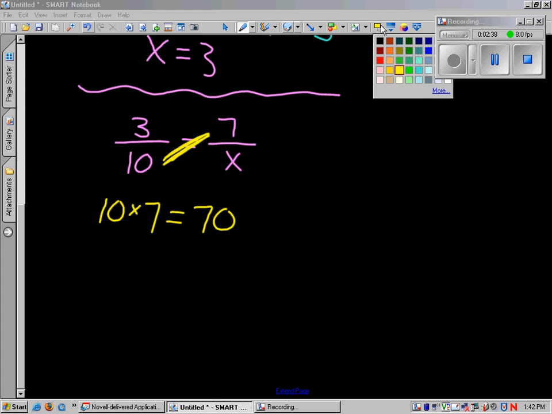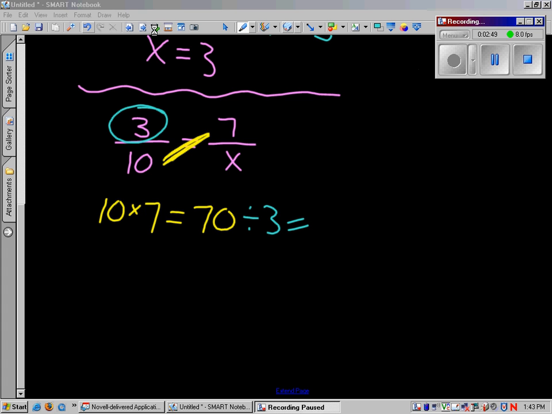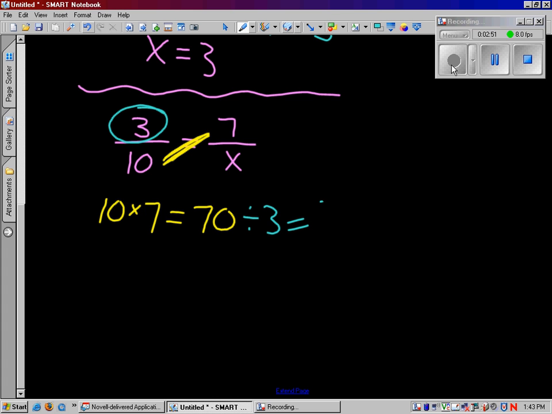And then I look for that third number, the 3. I hadn't used that one yet. Take 70 divided by 3, and what do I get? That's right, I get 23.3. Or you could say this is 23 and a third, or 23.3 with the little repeating sign. Any of those three answers would be plenty acceptable. So that's what x is equal to.